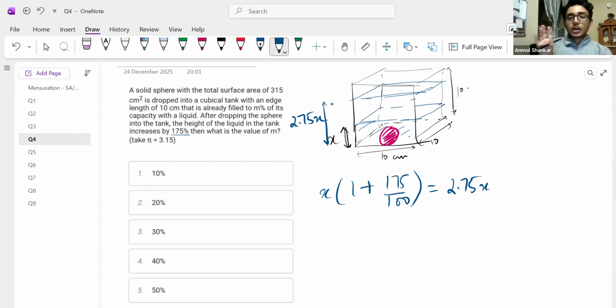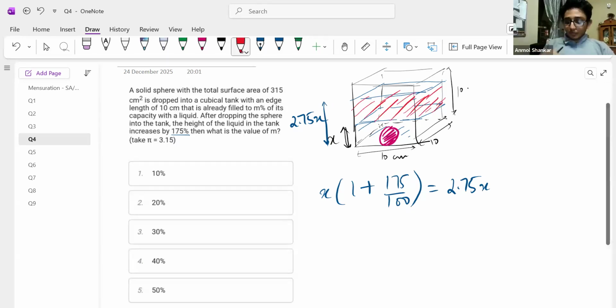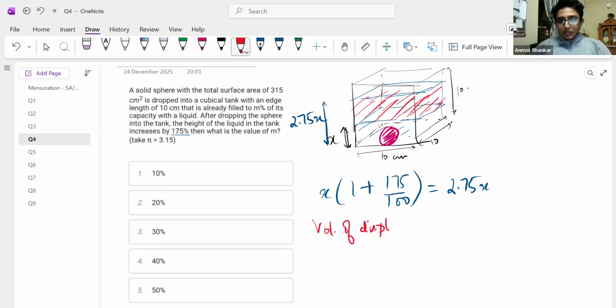Now tell me, what volume will that solid sphere have? Now it is because the solid sphere is dropped that the water level rises. Whatever amount the water rises, that is the volume of the sphere, isn't it? Because that space is now occupied by the sphere. So we have to calculate the volume of how much the water or liquid has risen. So tell me, what is that volume? Volume of displaced liquid, or volume of liquid rise, whatever.